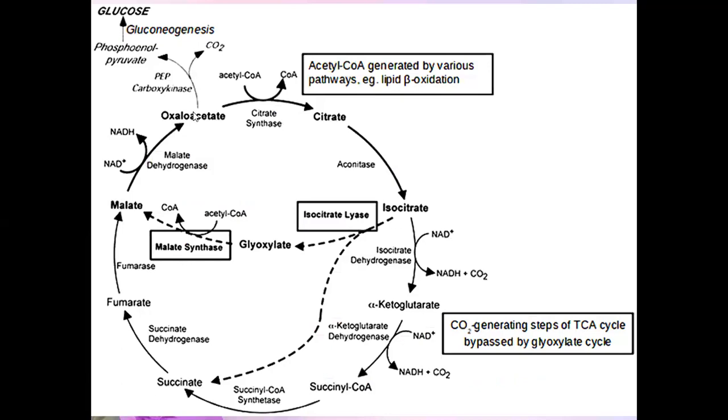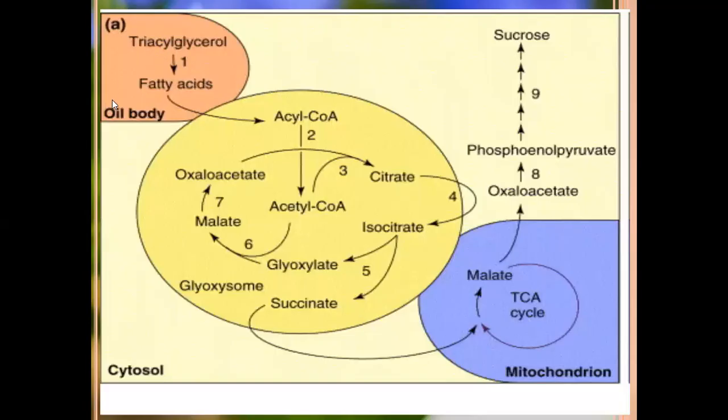Oil bodies are the stored food material in the cells. The oil bodies contain lipids, which are triacylglycerols. The triacylglycerols are converted into fatty acids. The fatty acids enter into the glyoxysomes after activation. Fatty acids are activated, and these activated fatty acids enter into the glyoxysomes.